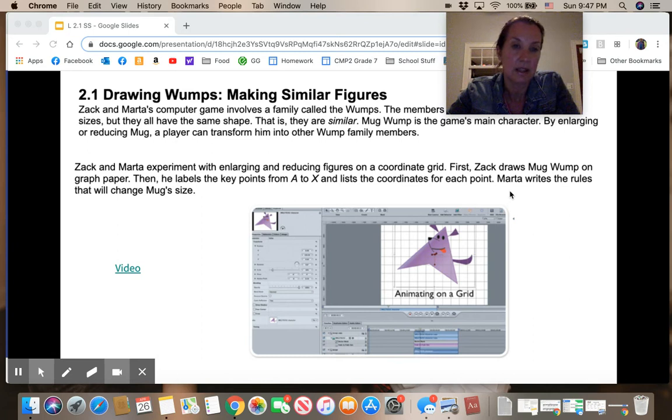Zach and Marta experiment with enlarging and reducing figures on a coordinate grid. First, Zach draws Mugwump on the graph paper. Then he labels the key points from A to X and lists the coordinates for each point. Marta writes the rules that will change Mug's size.